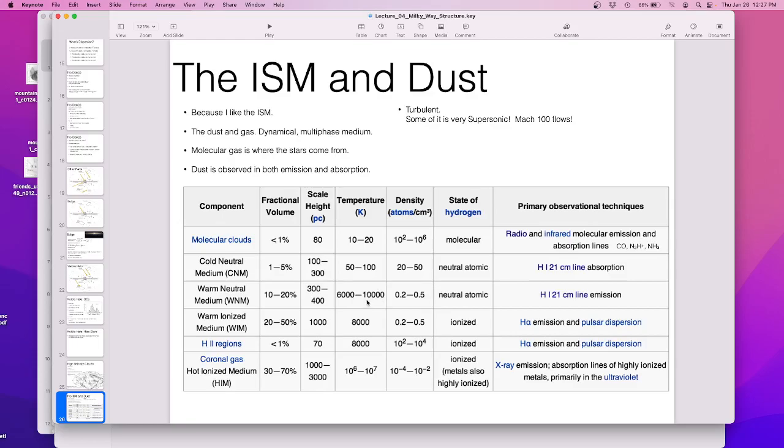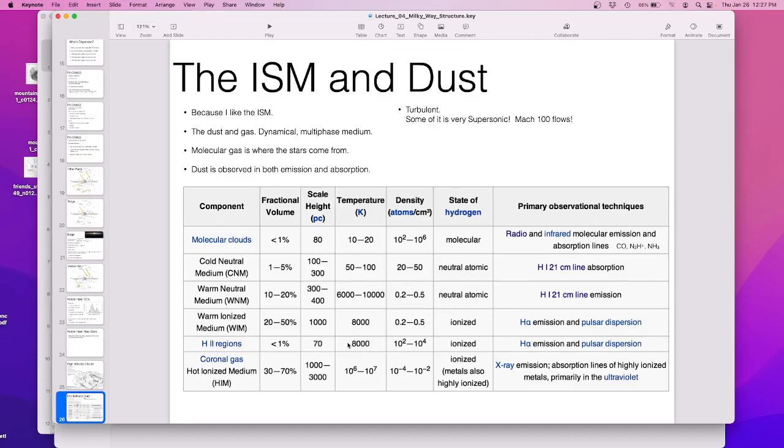6 to 100,000 Kelvin. This is the stuff that's neutral but near these warm ionized regions, which are 8,000 Kelvin. This isn't a range, this is 8,000 Kelvin, because that's where ionized hydrogen can cool to. Ionized hydrogen can cool like crazy because it emits photons. It emits photons until it all recombines at 8,000 Kelvin, and then it stops cooling. So there's this whole population of 8,000 degree gas.